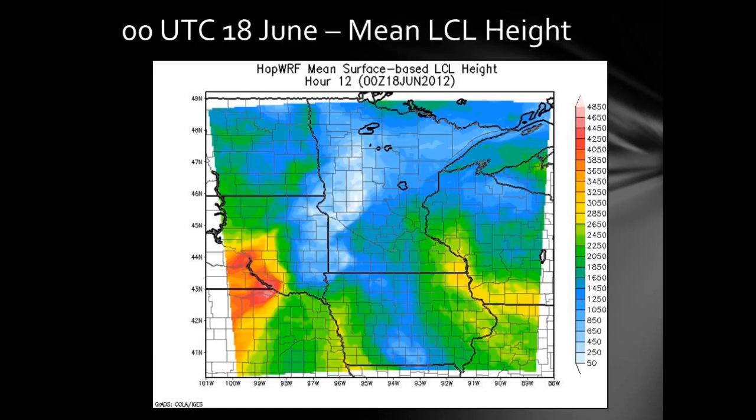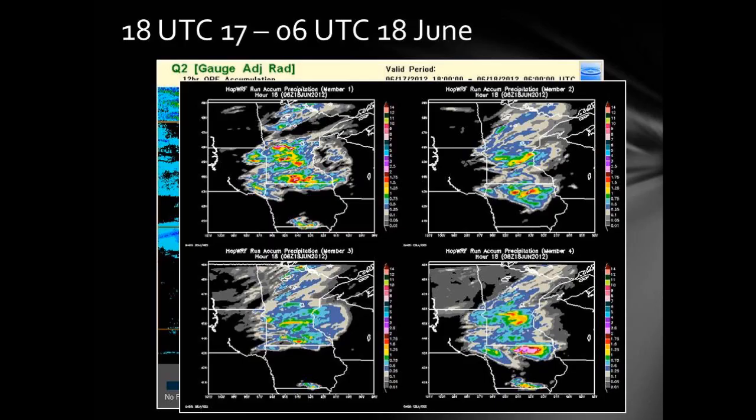And then the LCL heights, the favorable ones would basically be the bluer colors. They were okay out here, and the few tornado reports you did have were out in that area. As things went farther east, it was sort of saying, no, not so much. And then this was the actual observed, so to speak, precipitation from the event. This is the Q2 data, basically using radar and gauges where they're available. And that kind of maxes out from 2 to 4 inches as kind of the heaviest area.